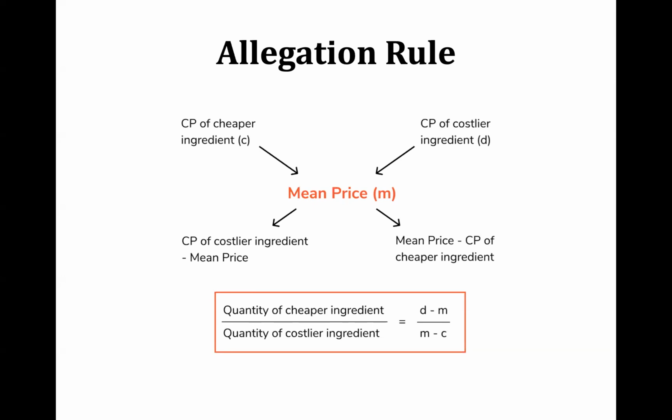Now, if you take the difference, on the left side you will get the cost price of the costlier ingredient minus the mean price. On the right side, you get the mean price minus the cost price of the cheaper ingredient. So at the end, we can conclude the rule like this: quantity of cheaper ingredient by quantity of costlier ingredient is equal to D minus M by M minus C.